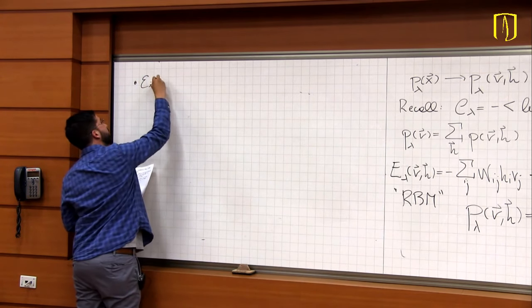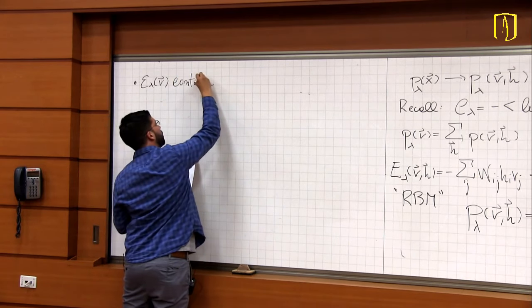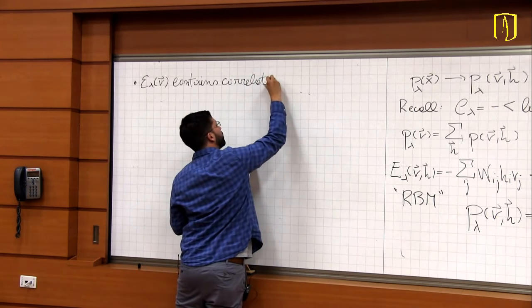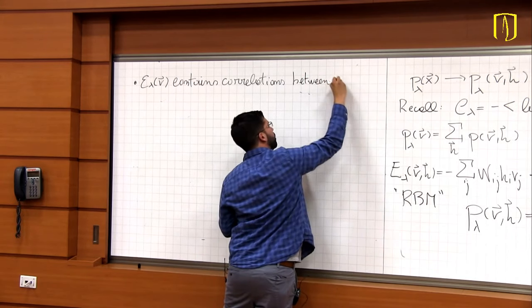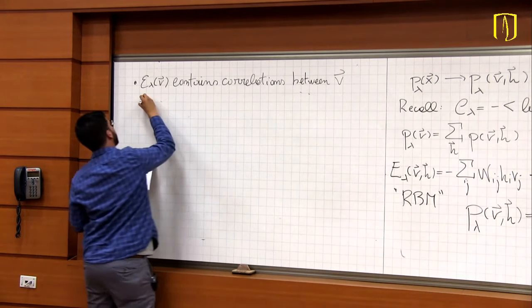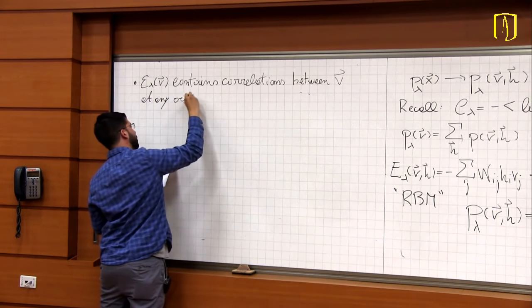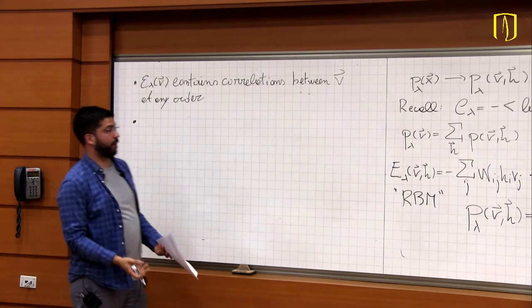So this energy contains the correlation between V at any order. Okay? Which is very, very welcome.